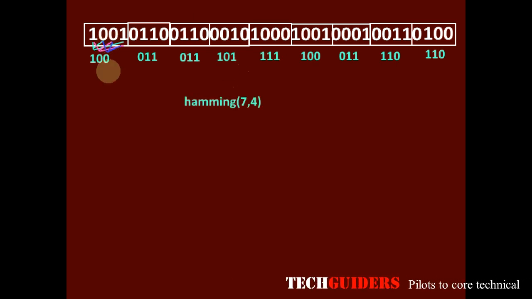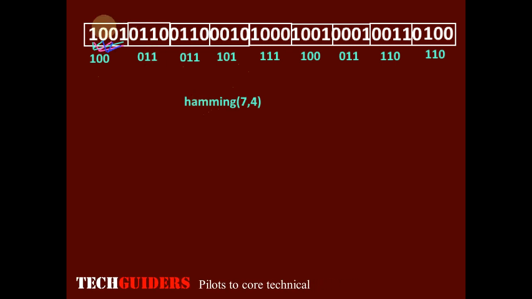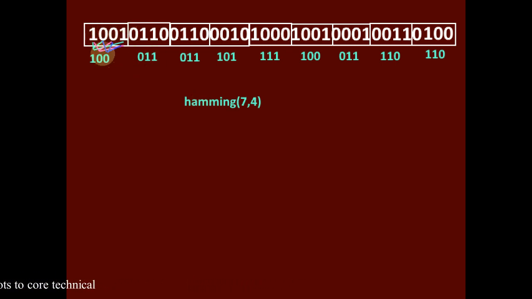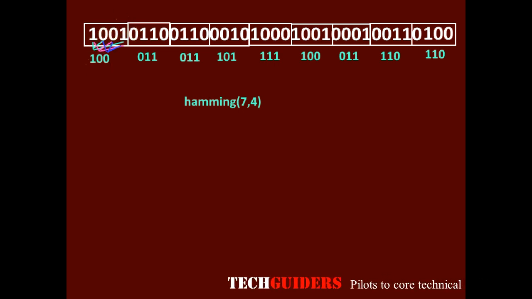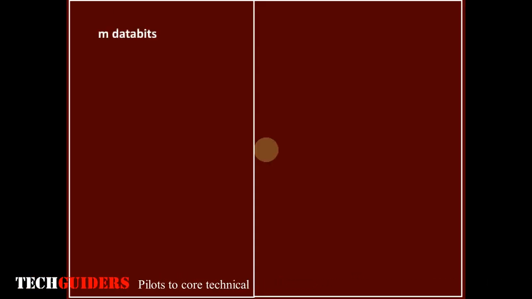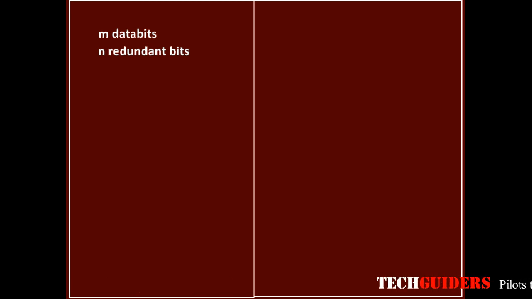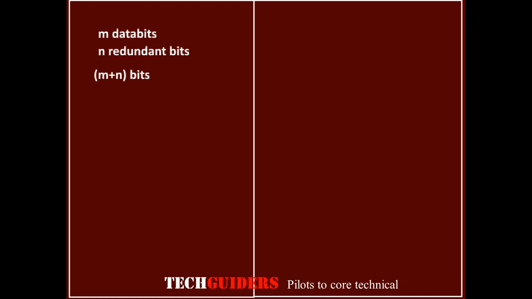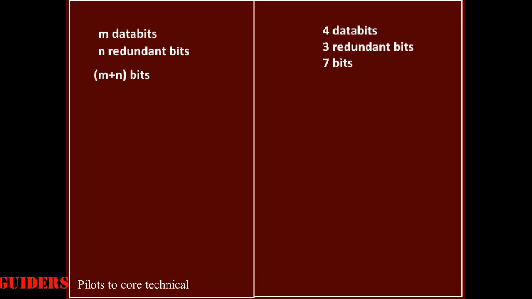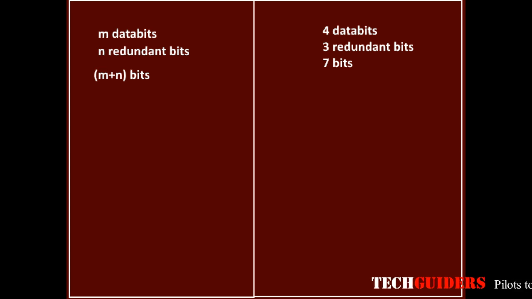A very common code used is Hamming code (7,4), in which for every 4-bit data, 3 parity bits are added to form a 7-bit valid code word. So how are these values 4 and 3 determined? Suppose for each block of m data bits, we add n redundant bits to form a valid code word of m plus n bits. So in our example of code (7,4), to the 4 data bits we add 3 redundant bits to form a 7-bit valid code word. And we are dealing with 1-bit error correction.